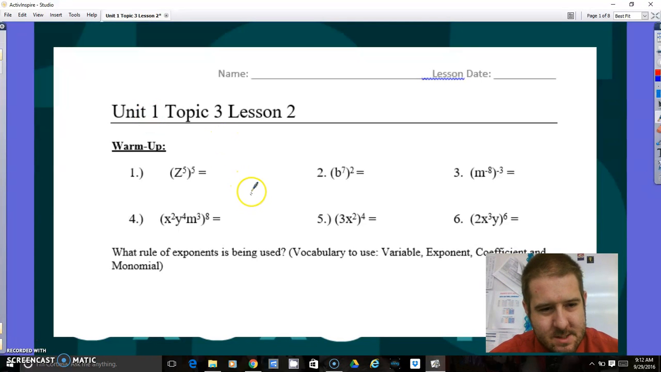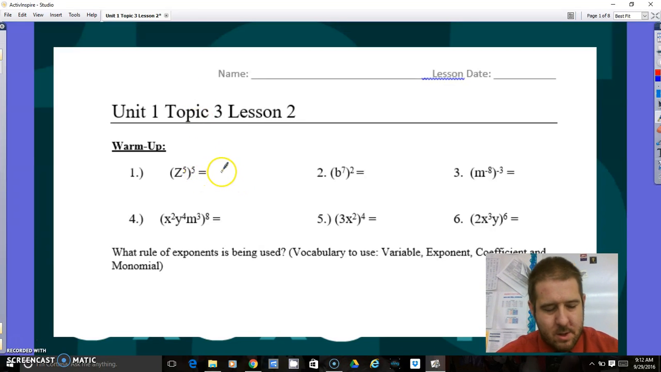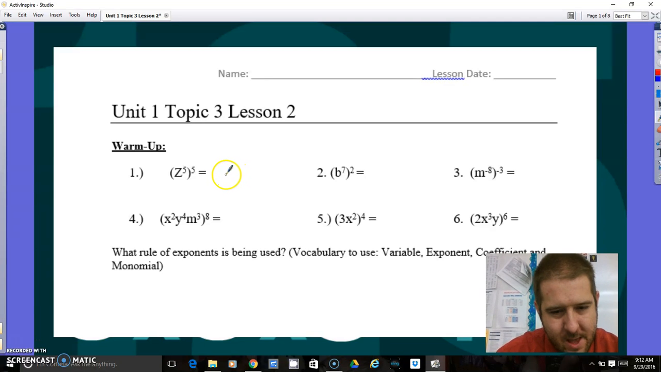So topic 3, lesson 2 of unit 1. We're going to start off with laws of exponents. This is the power to a power rule. And according to the power to a power rule, you have to multiply the exponents.